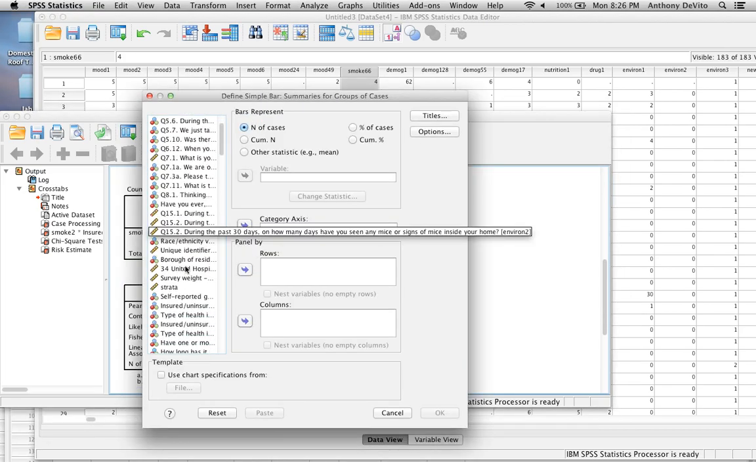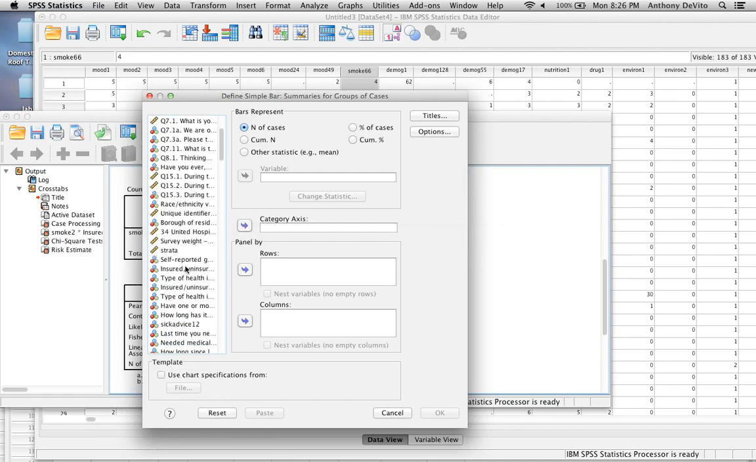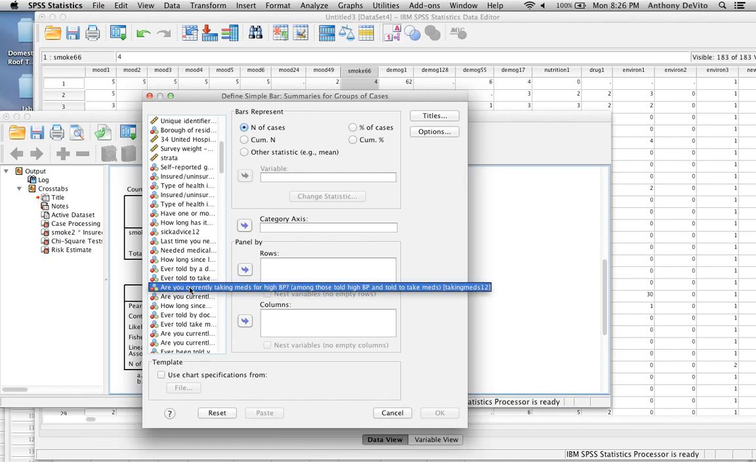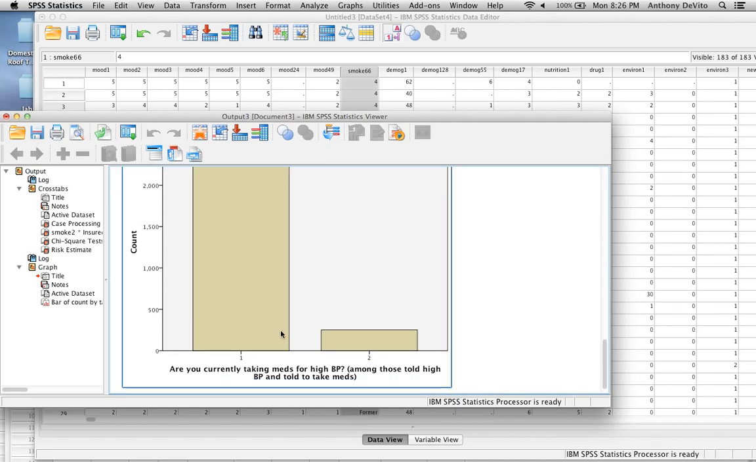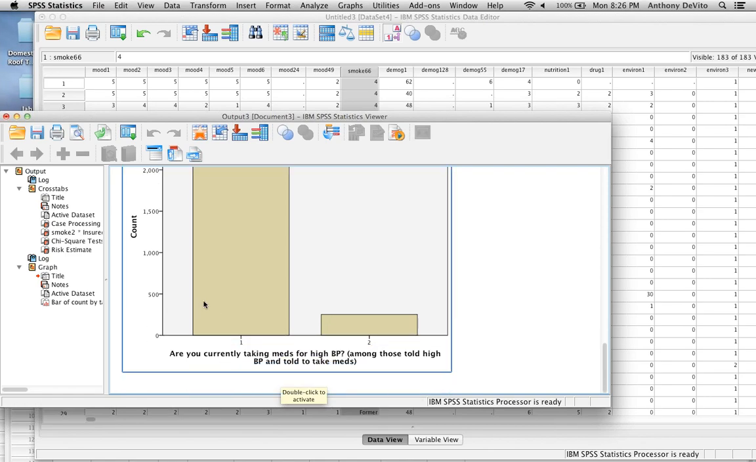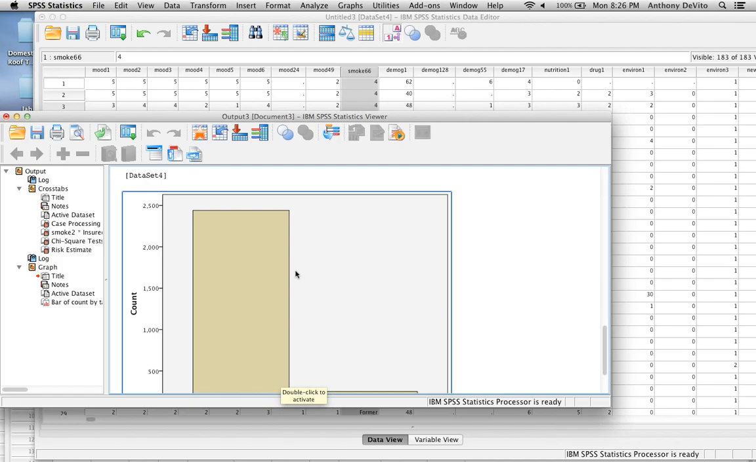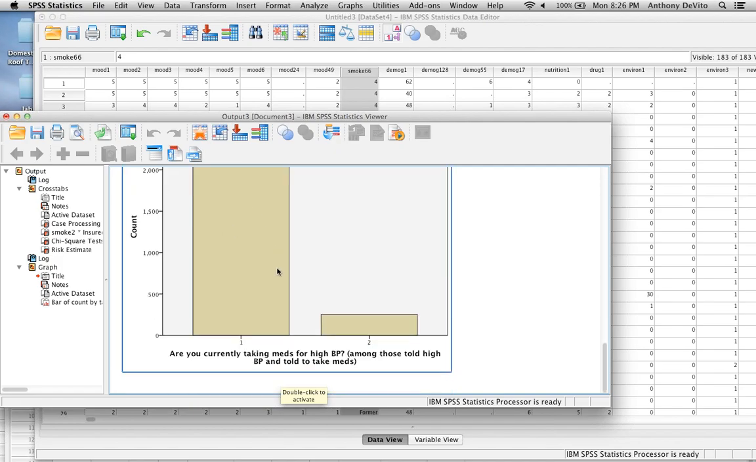Okay, and I'm going to see if I can get my smokers again. If we want to display some graphics to get an idea of what these distributions are like in this data, let's see. Are you currently taking meds for high blood pressure? Okay, let me just see what this looks like. This gives you an idea of what the count is among the people that they surveyed. They got about 200 people that are taking meds for high blood pressure, and about 2,400 people that aren't taking meds for high blood pressure.